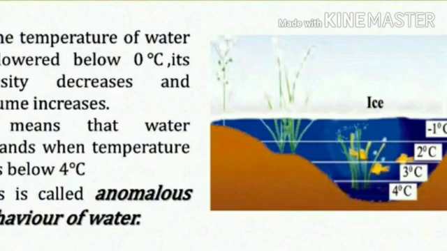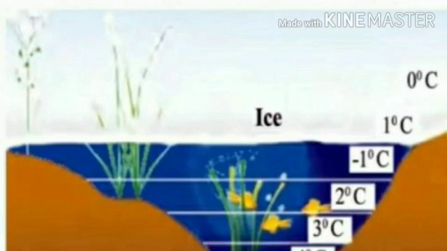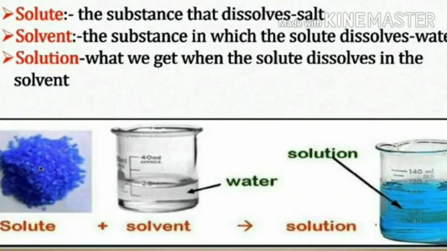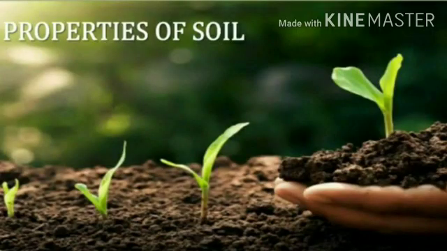Anomalous behavior of water. If the temperature of water is lowered below 4 degrees Celsius, its density decreases and volume increases. It means that water expands when the temperature falls below 4 degrees Celsius. This is called anomalous behavior of water. Water is called the universal solvent. Solute, the substance that dissolves, for example salt. Solvent, the substance in which the solute dissolves, for example water. What do we get when the solute dissolves in the solvent? We get a solution.